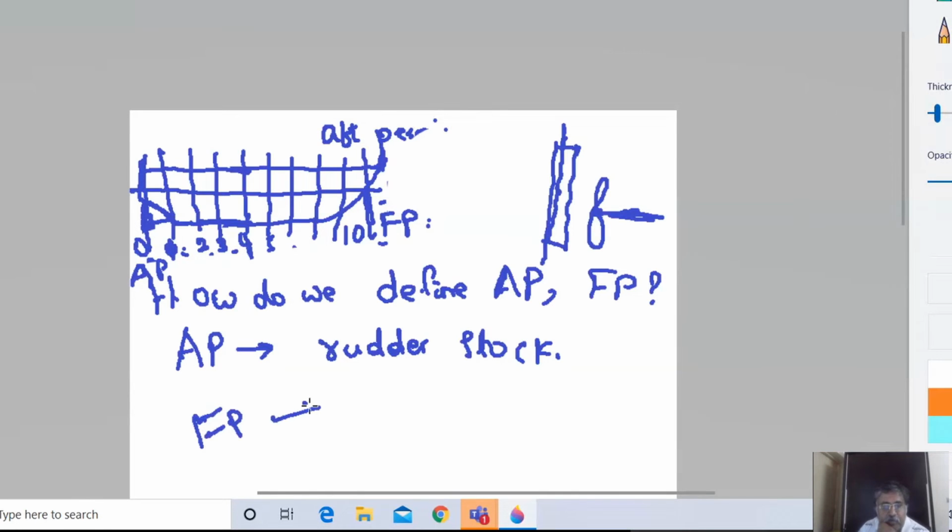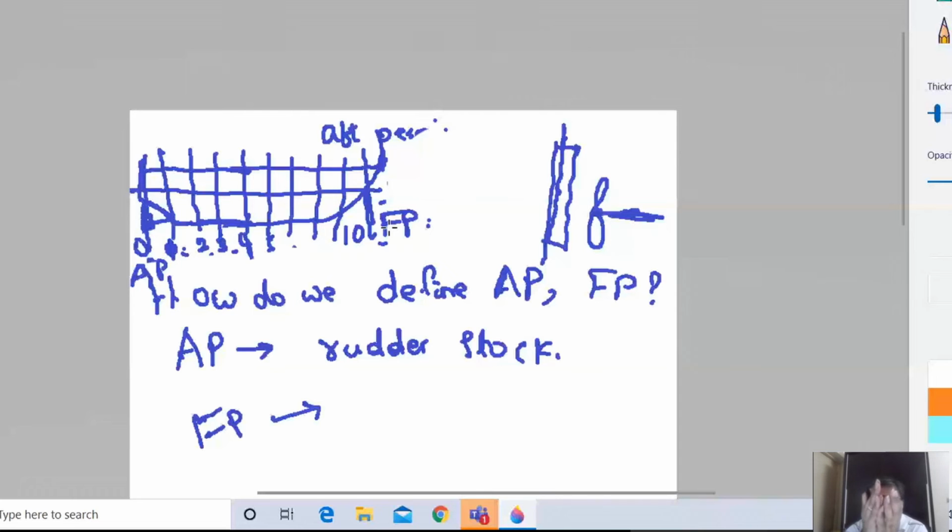Now this forward perpendicular is usually defined as the intersection with the water line. This is the water line. Okay, just remember that term. The water line is usually where the air meets the water, that interface. So where the water line meets the bow of the ship, that region, we draw a line there, and that line is known as the forward perpendicular.